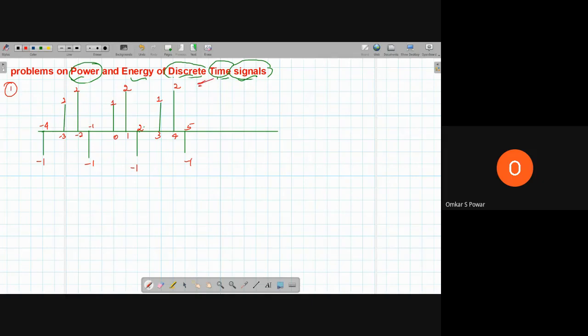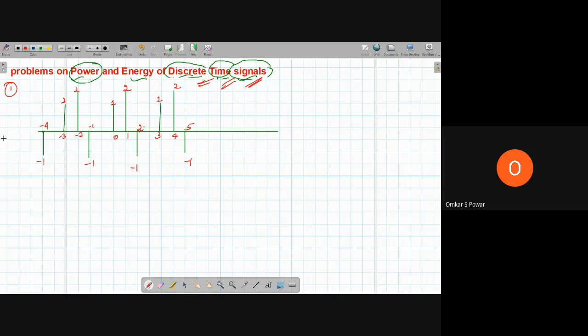As the name indicates, it is discrete. For example, the value at -4 is -1, at -3 is 1. You can't get a value at -3.5 or -2.5 or -3.75. So other decimal values will be 0; only at the integers, like x of -4, x of -3, -2, -1, you will have the value. So we have to calculate the power and energy for the discrete time signal in this module.